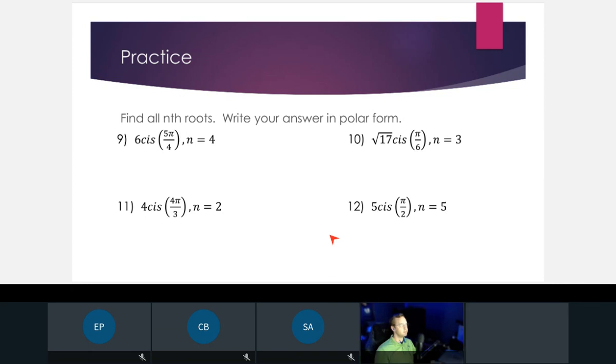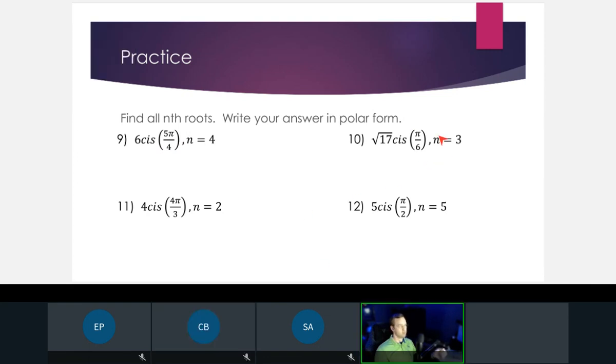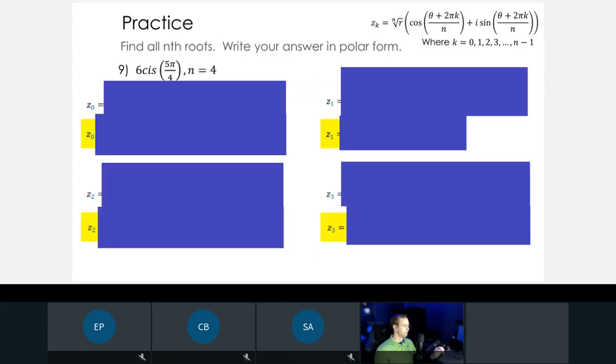Let's do number 9. So number 9, I want us to find the 4th root of this. So n is 4 means I want us to find the 4th root. N is 3, this is the cube root of this. The 5 is the 5th root of this. 2 is the square root of this. So let's do number 9. I'm quickly just going to show the, oh, it's already converted.